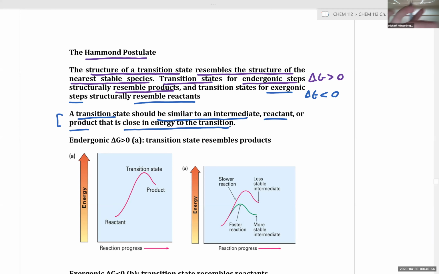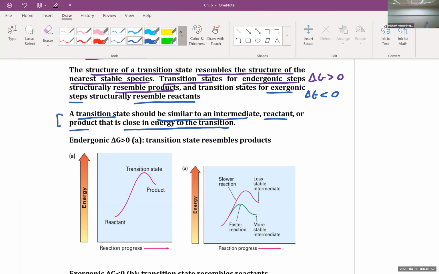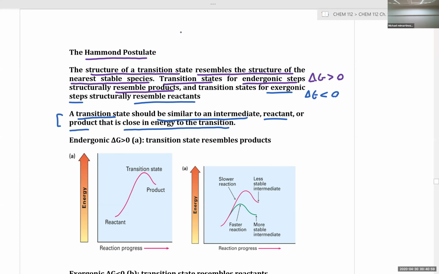Okay, so just as a refresher, once again, for endergonic reactions, delta G greater than zero, our transition state resembles our products. Does everyone notice how the difference in energy between our product and the transition state is smaller than the difference in energy between our reactant and our transition state? Does everyone notice how the product is closer in energy?